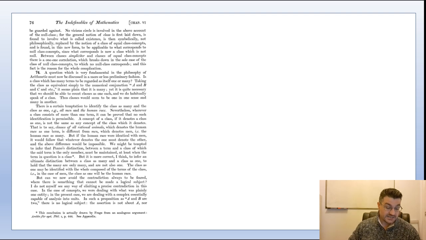Composed of the terms of the class, i.e., in the case of men, the class as one will be the human race. But can we now avoid the contradiction always to be feared, where there is something that cannot be made a logical subject? I do not myself see any way of eliciting a precise contradiction in this case. In the case of concepts, we were dealing with what was plainly one entity. In the present case, we are dealing with a complex, essentially capable of analysis into units.